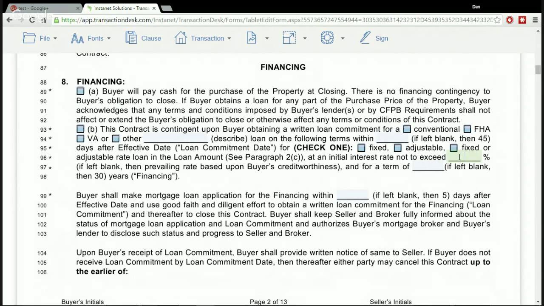You can put a maximum interest rate if you don't want to expose them to the possibility of having to take a predatory type loan at 10%, for instance, right now. As of the date of this webinar, 10% is extremely high for a traditional loan. If left blank, it's the prevailing rate based upon the buyer's credit rating. So if you don't fill out this percentage right here, they could be obligated to take that 10% loan if that's the only one they qualify for, if you don't cap that. So maybe a conversation you might want to have with your buyer. And the final part of this is for a term of, and if it's left blank, it's 30 years.